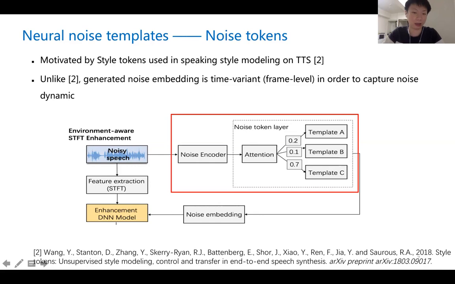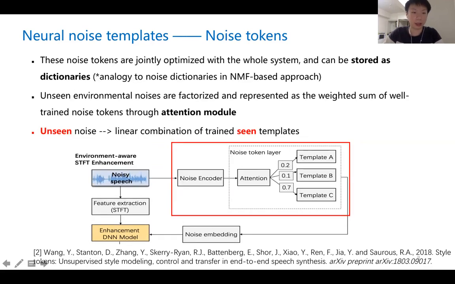But unlike style tokens, which are time invariant, in our work the noise embedding generated using the proposed noise tokens is time variant. That means for each frame, we have a corresponding embedding output. So we hope it can capture the noise dynamics better. In the training stage, these tokens are jointly optimized with the whole system and can be stored as dictionaries, which are quite similar to the noise dictionaries in NMF-based approaches.